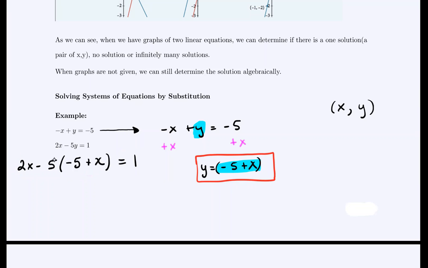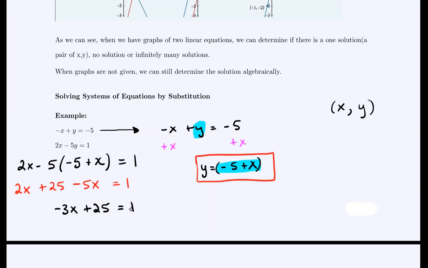Let's do that. First, we would distribute the negative 5 to both terms. And we would get 2x minus a negative 5 times a negative 5 would be plus a 25. Negative 5 times x is a minus 5x. All of that equals 1. Now we had 2x's and then we subtracted 5x's. That would leave us with a negative 3x.